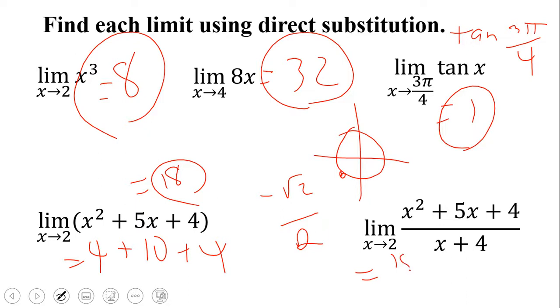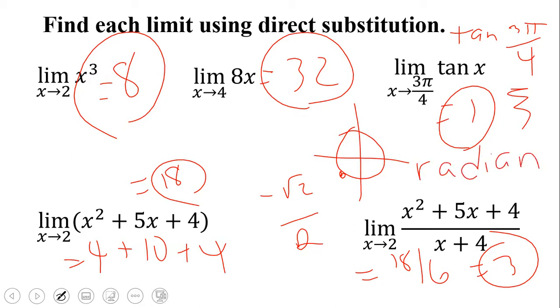Here, we already know the top is 18. Plug a 2 in the bottom, you get 6. The limit is 3. So again, the moral of the story is if you can plug the x value in and it gives you an answer, congratulations, you have found the limit. Anything with trig, you can, of course, use the graphing calculator, but if you're plugging in pi's, you, of course, have to make sure that you're in radian mode.